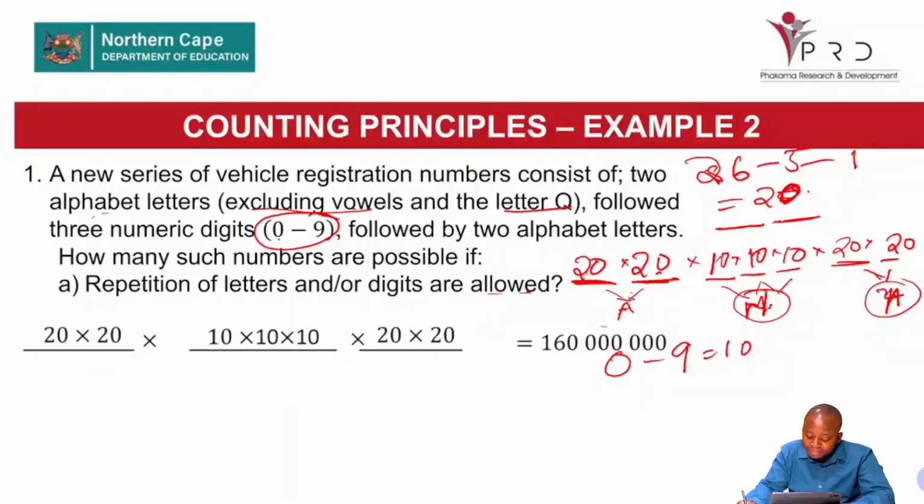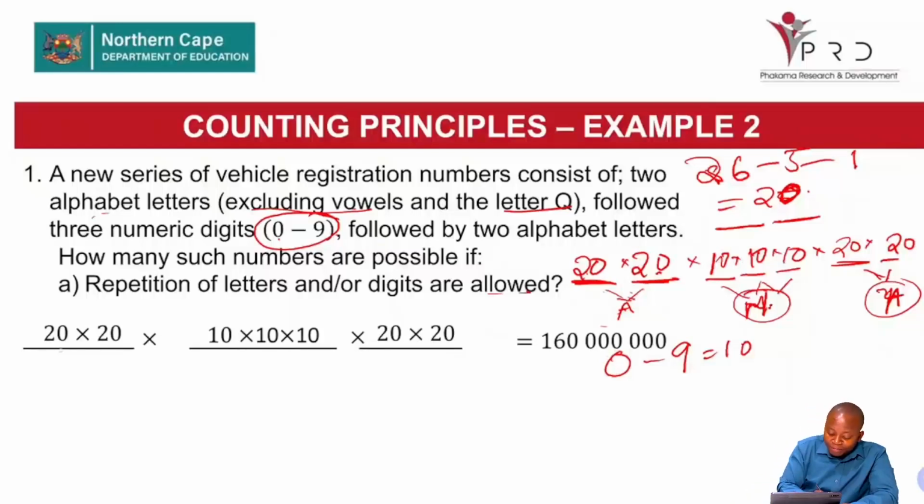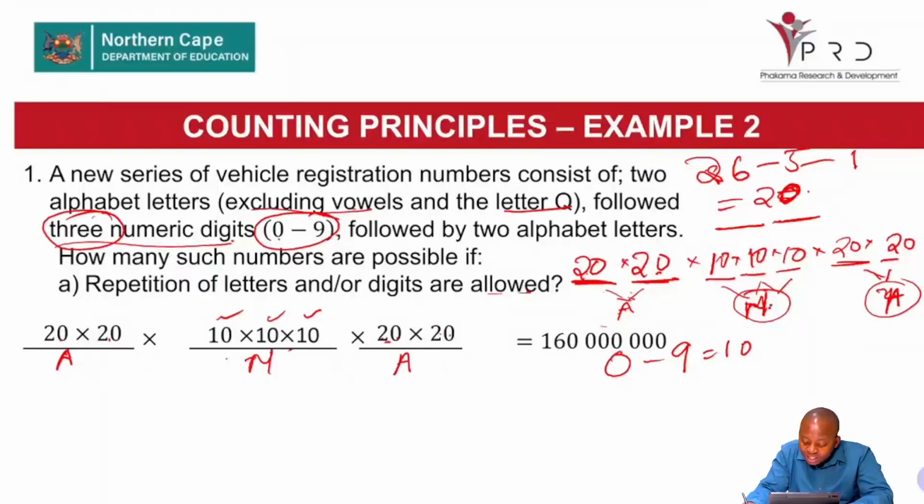So for the first one, for our alphabets, it's 20 times 20. Second group, it's our numbers. How many numbers? 1, 2, 3. So we have 3 numeric digits, so we have the 3 there. Then we say 1, 2, 3, it's numbers. Then 2 alphabets again, which is 20 and 20, because repetition is allowed. Very important.